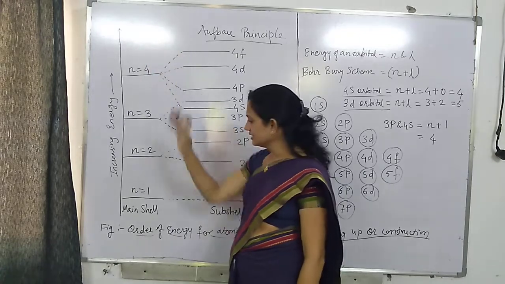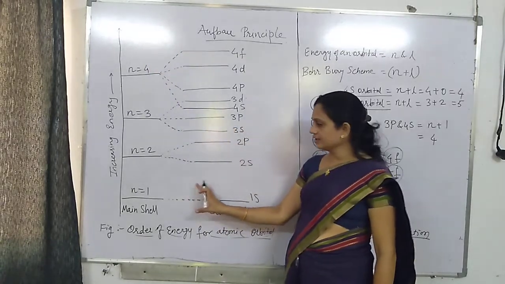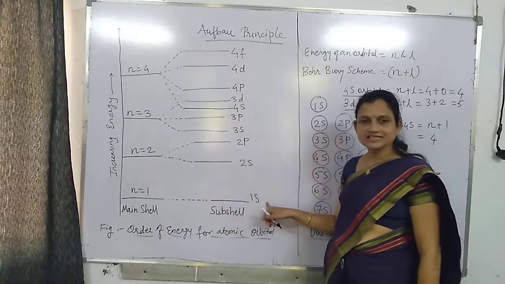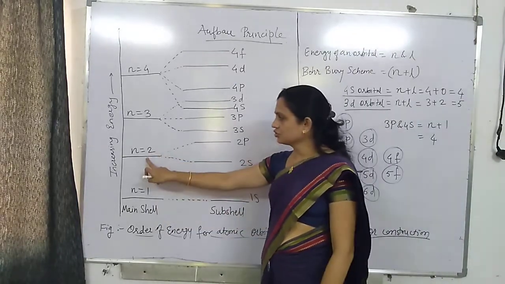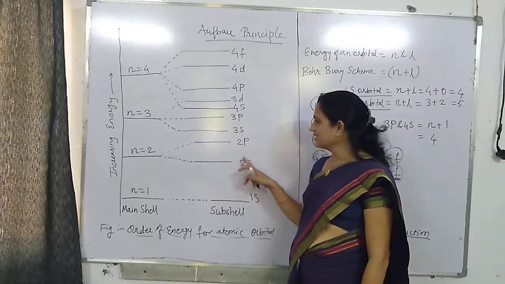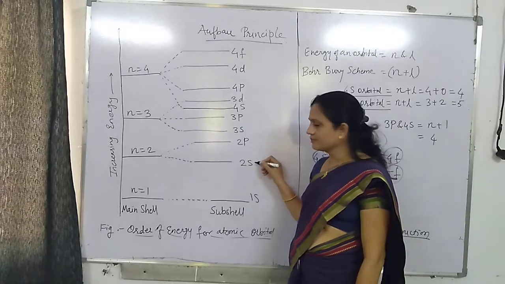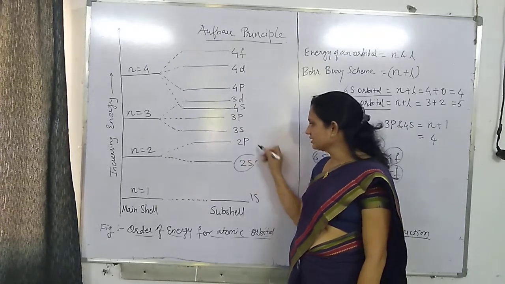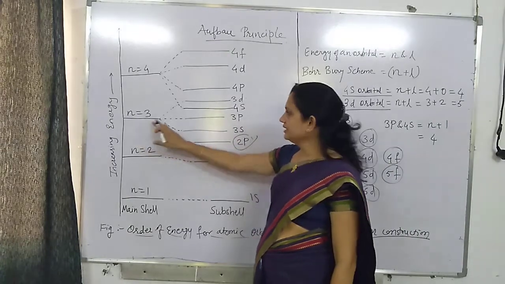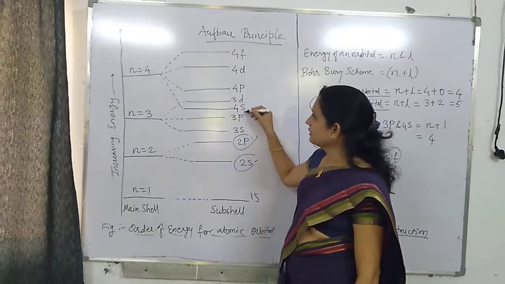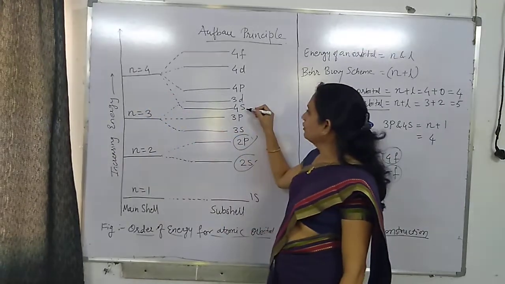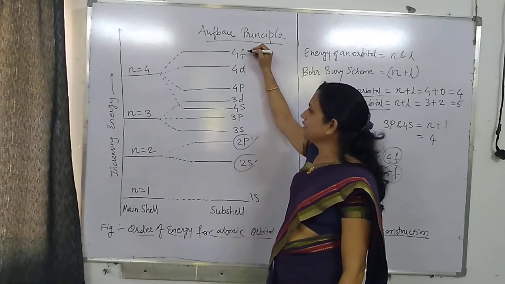Increasing energy level is there. Again I am repeating here, for n is equal to 1, the subshell is 1s. For n is equal to 2, we have written here subshells are 2s and 2p. These are again the orbitals. This is the 2s orbital, this is 2p orbital. Then for n is equal to 3, 3s, 3p and 3d. Then n is equal to 4, 4s, 4p, 4d and 4f.